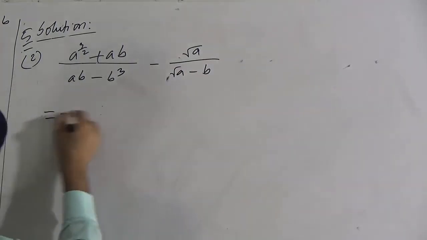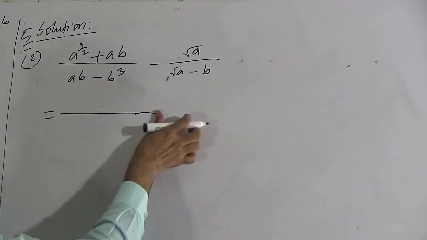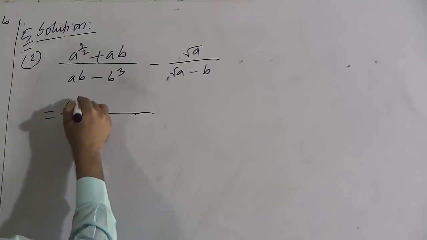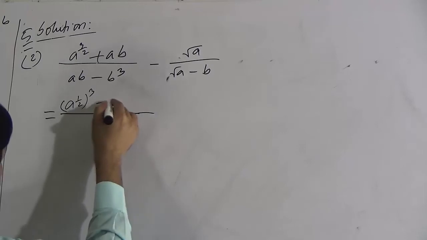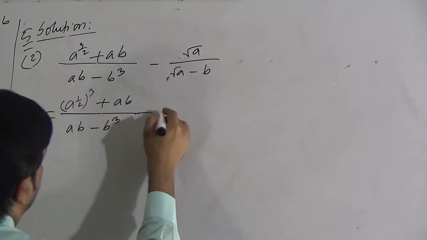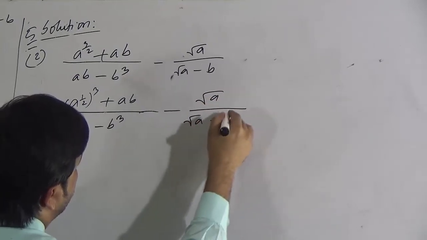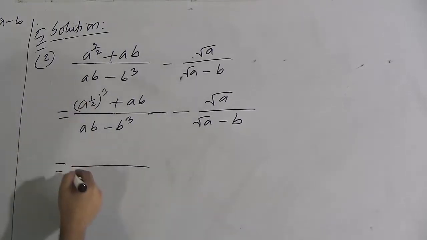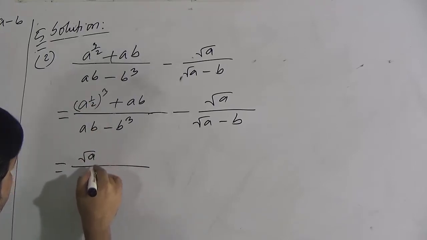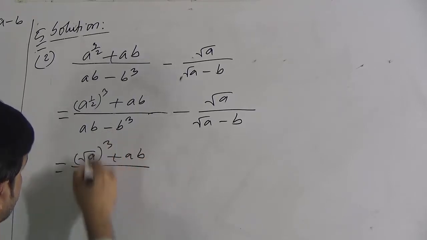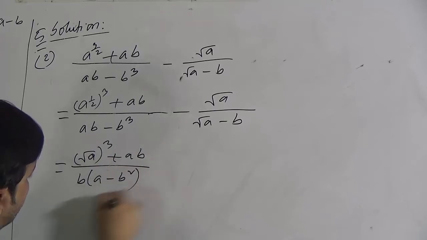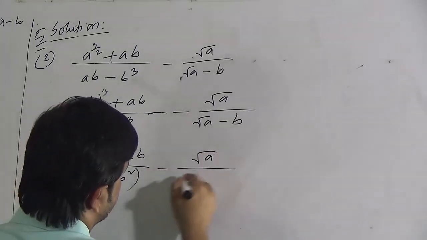So now if we calculate, what will we get? Now see the first fraction. Here a to the power 3 by 2 we can write as a to the power half whole cube, plus ab, and this will remain same, ab minus b cube, minus square root a over square root a minus b. Now a to the power half means square root a whole cube plus ab, and we can take b as common from the denominator, we will get a minus b square. Now minus square root a over square root a minus b.